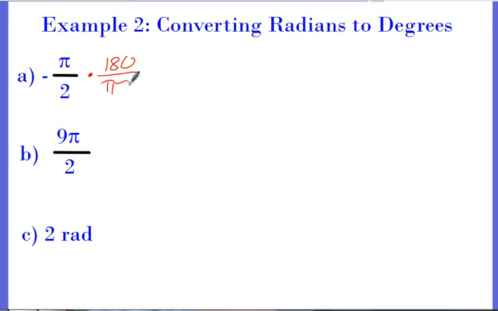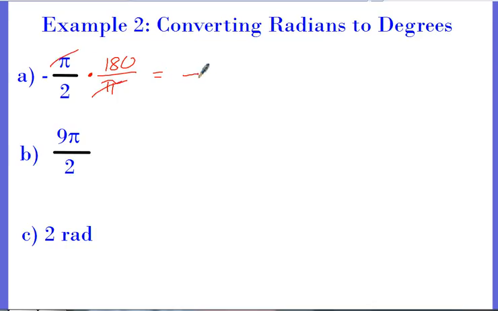180 over pi. Basically just the reciprocal. Okay? You guys notice anything that's going to happen? What's going to cancel? The pi. The pi's are going to go away. One's on top, one's on bottom, right? So they're going to go away. Does that make sense now? Because if it was in radians, there would be a pi there. But since there's no pi, it's no longer in radians. So the pi go away.